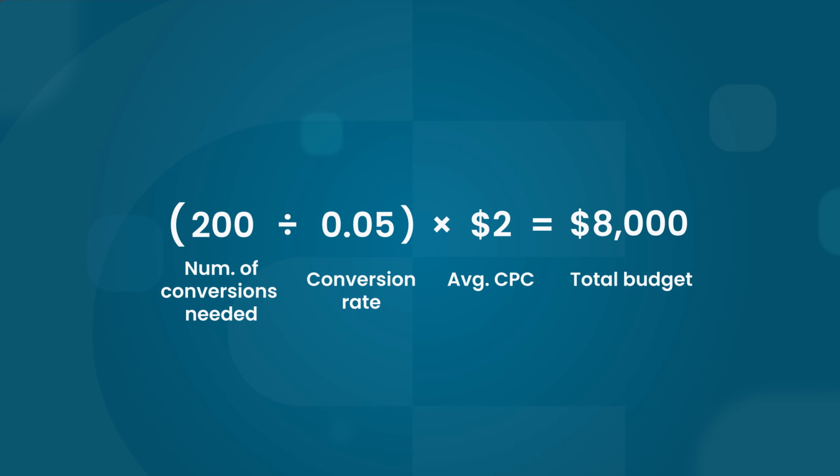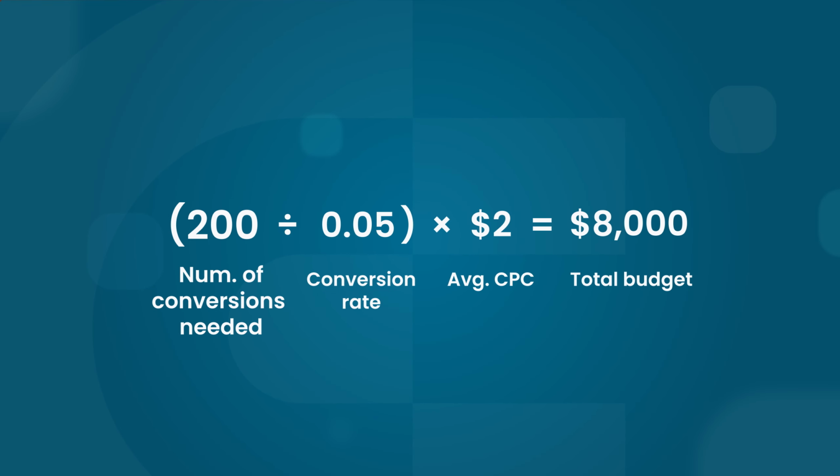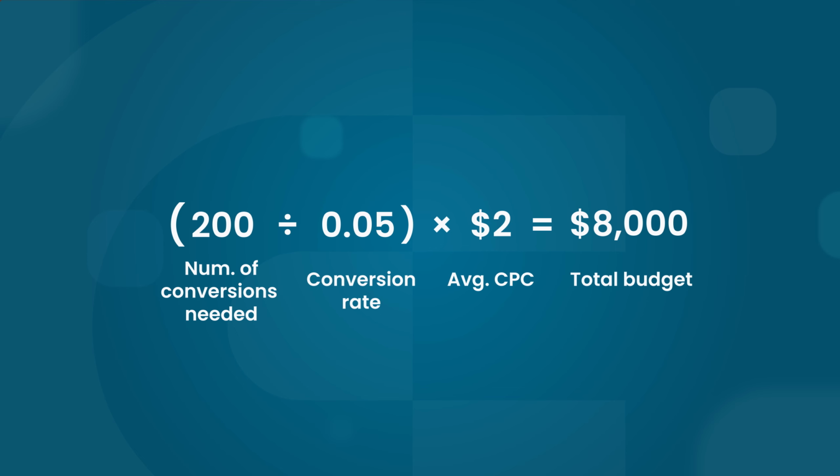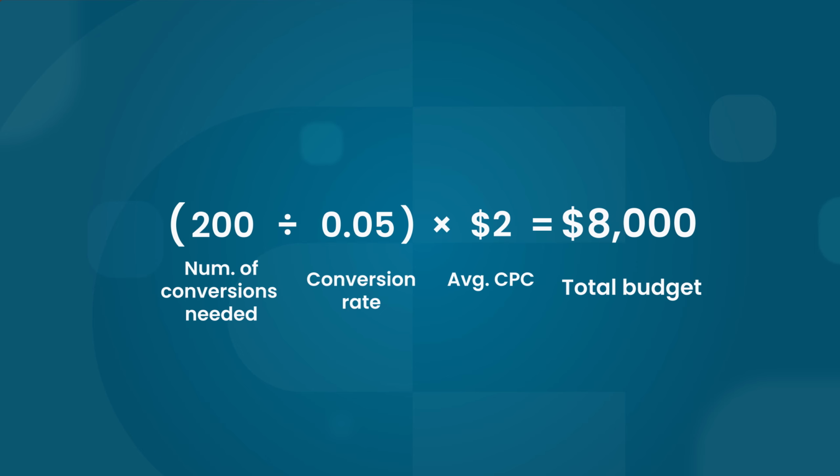Another approach is to use conversion volume goal-based calculation. It calculates like this. Suppose your goal is to generate 200 signups. The website conversion rate is 5%, and the average cost per click is $2. You would need approximately $8,000 to achieve 200 conversions.